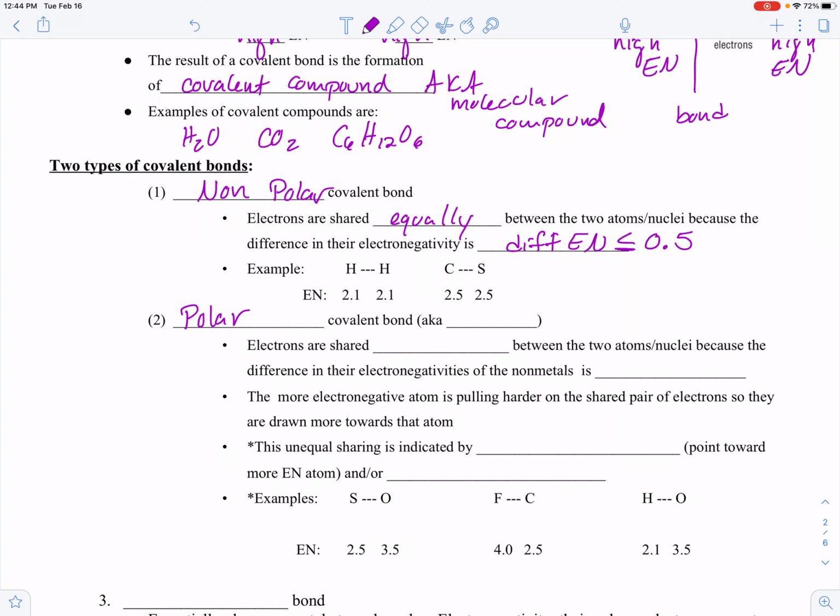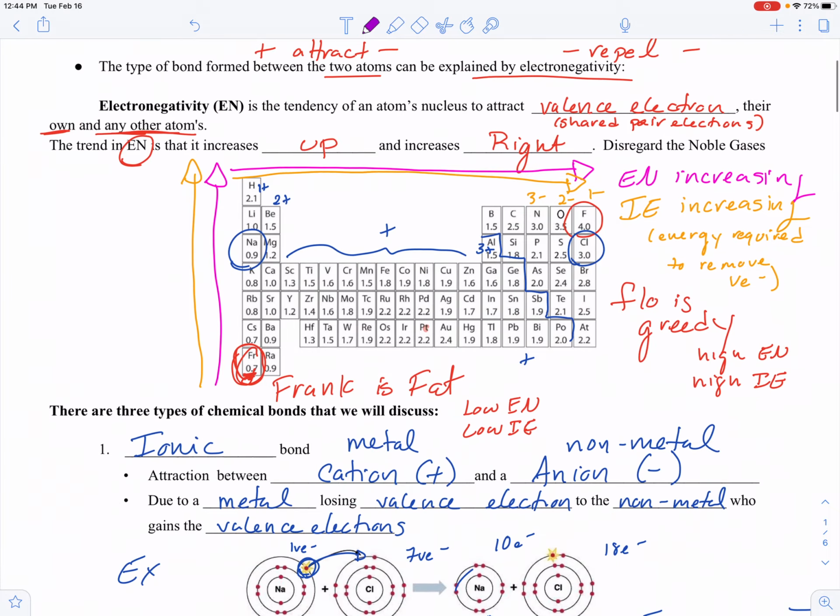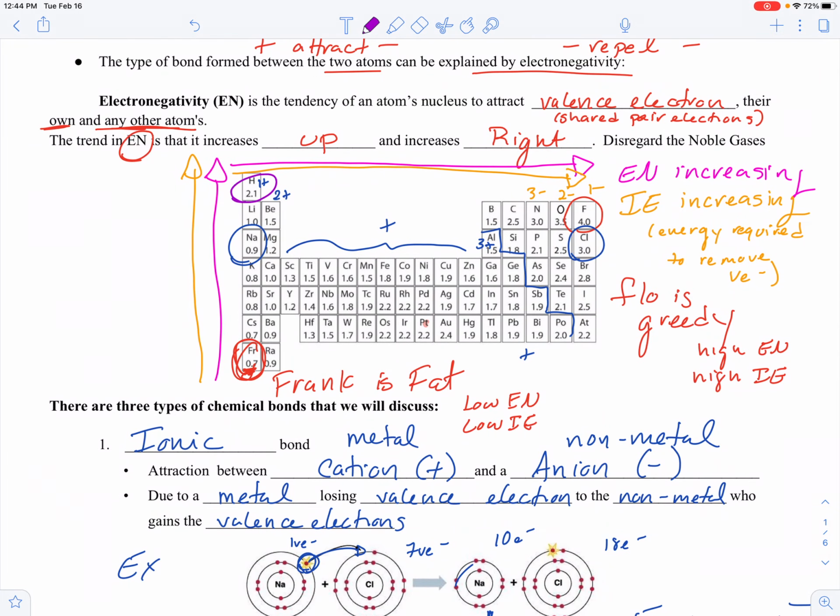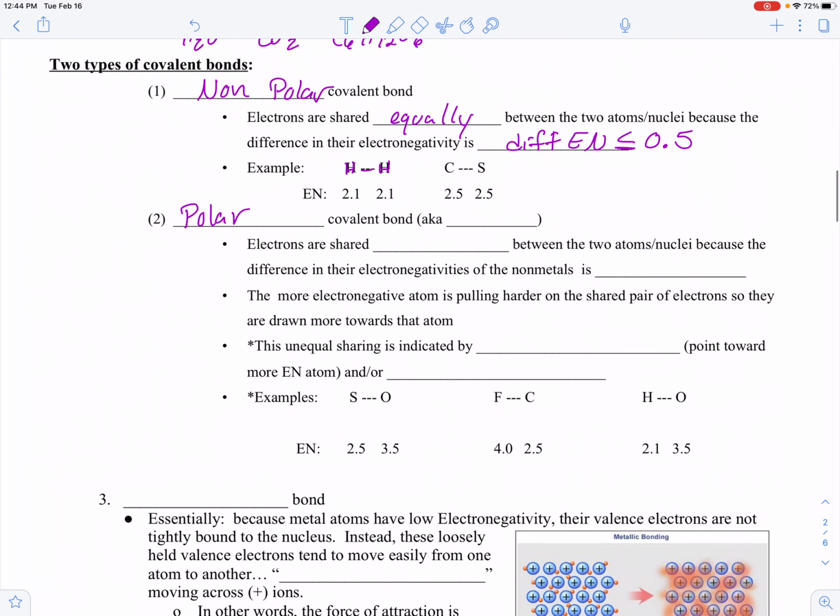So I'll give you an example of that. If you have a hydrogen bonded to another hydrogen, both of their electronegativity values are the same. So if you go back to hydrogen up here, you can see that its electronegativity is 2.1. So if this atom's electronegativity value is 2.1, and this atom's electronegativity value is 2.1, then 2.1 minus 2.1 gives me 0. So their difference in electronegativity is equal to 0. 0 is less than 0.5. That means that they are sharing those electrons equally between the two of them.